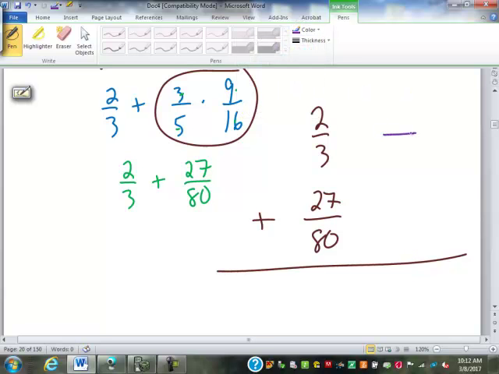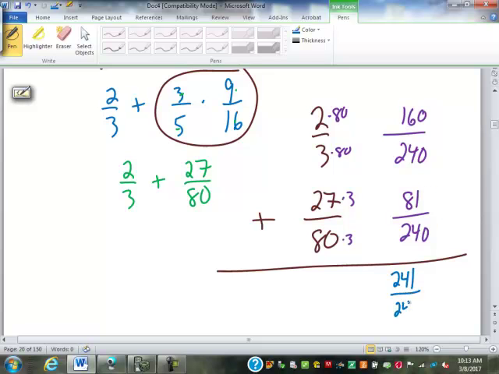That gives us a simple common denominator of 240. 3 times 80, so 2 times 80 is 160. 8 times 3 makes 240. So 27 times 3 makes 81. So 160 plus 81 is 241 over 240. So this is 1 and 1 over 240.